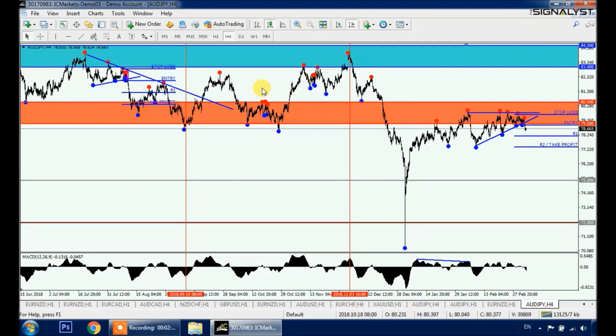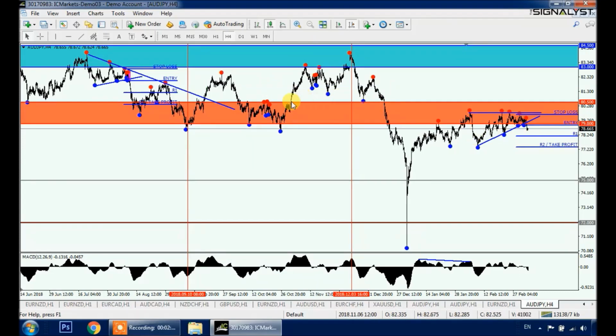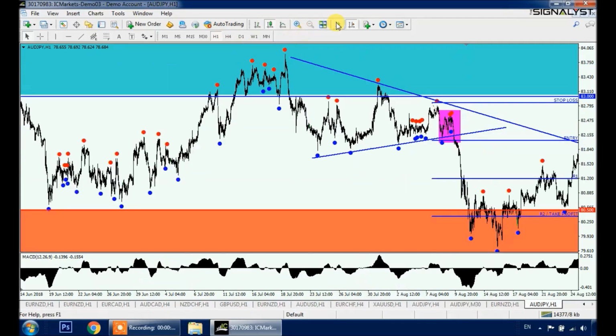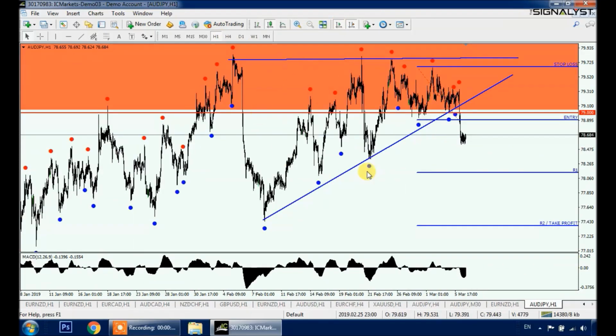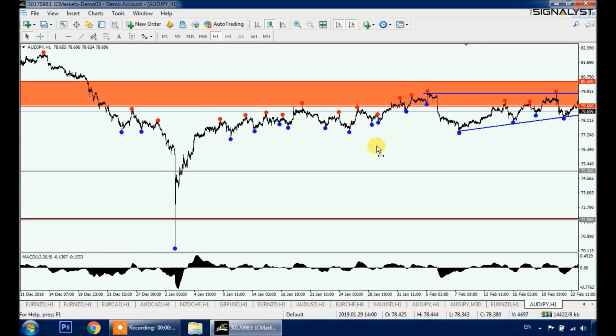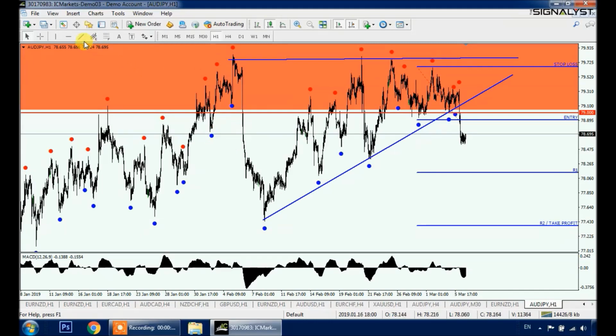Let's zoom into H1 and look for potential setups and triggers around our zones. We'll be looking to buy around here and sell around here and sell below our red zone as well. So first of all, here's our pattern from H4. Let's look for more setups around our zones. I can see that we can draw a trend line here. Let's make it in red.